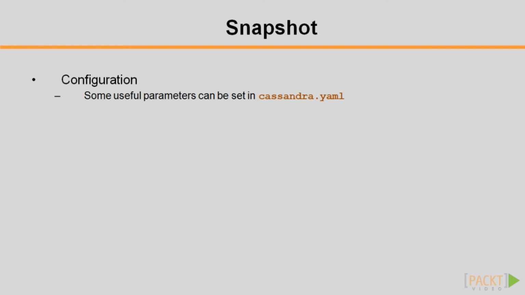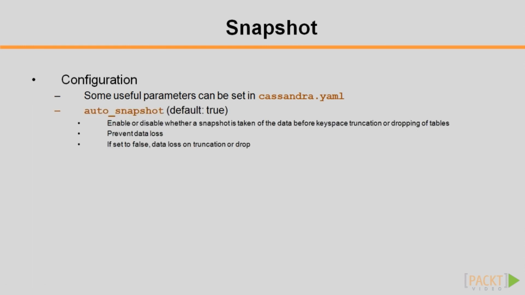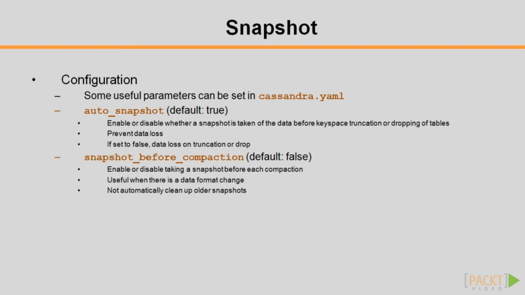To configure snapshot, 2 parameters can be set in cassandra.yaml. First, auto_snapshot. Enabled by default, it automatically takes a snapshot of the data before keyspace truncation or dropping of a table. Another one is snapshot_before_compaction, disabled by default. It automatically takes a snapshot before compaction and is useful when there is a data format change. Note that it doesn't automatically clean up older snapshots.